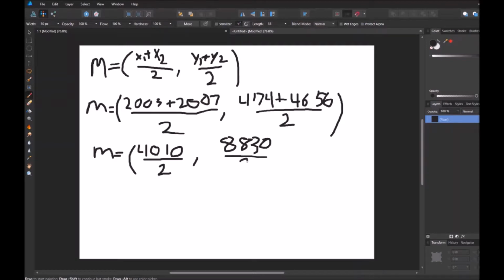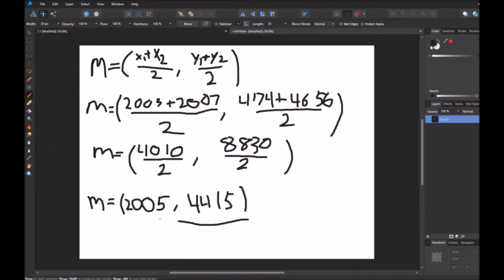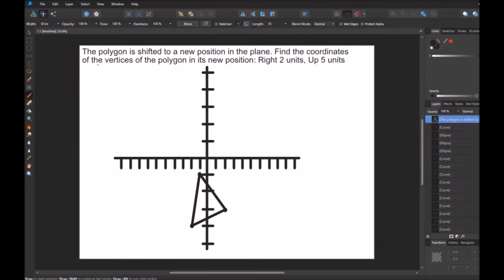And then that's going to be over 2. And 4,010 divided by 2 is 2005, which is the year we're looking for. And then 8830 divided by 2 is 4415. Meaning that, assuming that the sales pattern of Big Lots is linear, in 2005 they had made $4,415 millions of dollars.